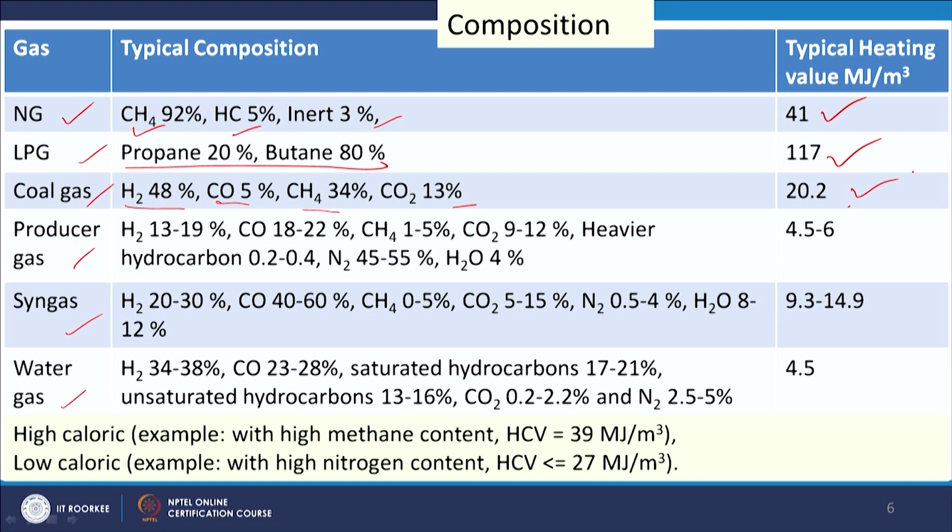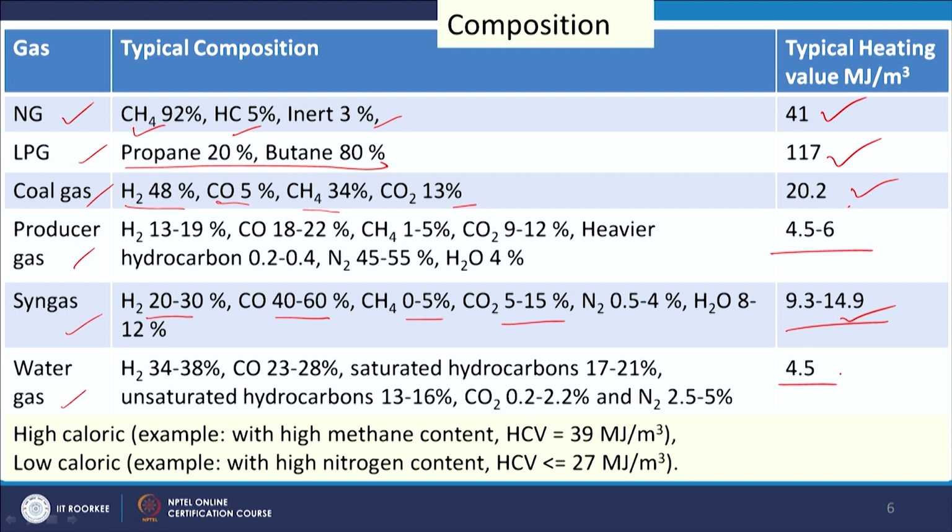And producer gas is further, it has very low heating value, and syngas we are having up to 9.3 to 14.9. For this case it is hydrogen 20 to 30%, carbon dioxide 40 to 60%, CH4 5% and CO2 5 to 15%, like this. So, in this case also the heating value is not very high. Water gas also has very low heating value.